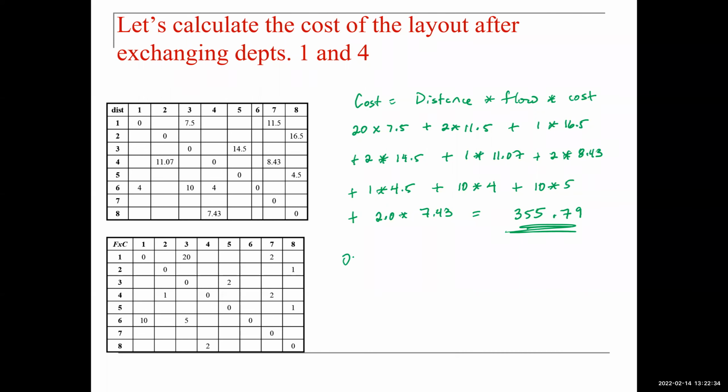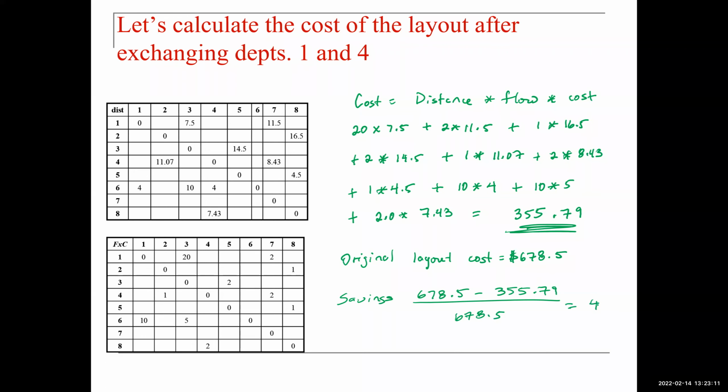The original layout cost was 678.5. So this is representing some savings. If we do the ratio, this is original minus new divided by original. This would be about 47% improvement. So the final cost associated by just swapping 1 and 4 is giving you a reduction of about 47%.